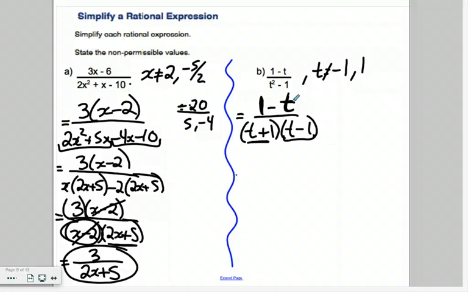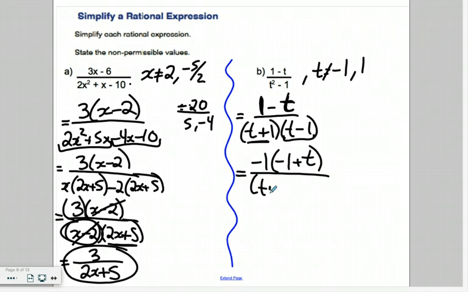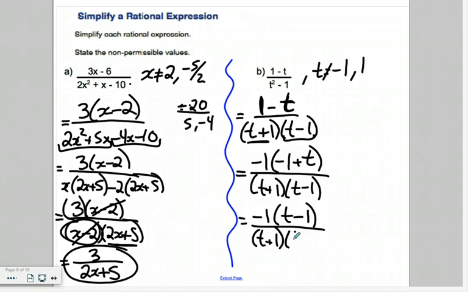So if we just factored out a negative 1 from the numerator and rewrote that as negative 1 plus t, now what we have, if we just rearrange it, is negative 1 times t, right, a positive t, minus 1. And by factoring out that negative 1, we were able to switch our signs just right, and now t minus 1 is a common factor of both the numerator and the denominator, so it can cancel, leaving us with a final simplified expression of negative 1 over t plus 1.